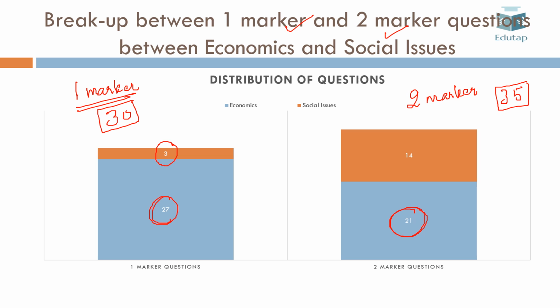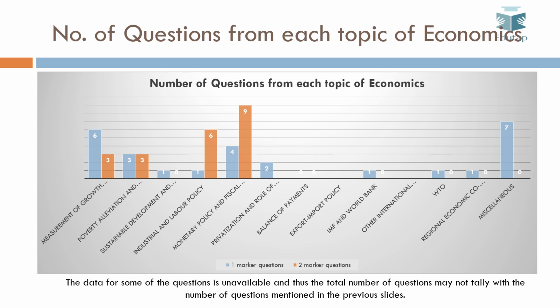Again, a majority of questions came from economics, and 14 questions were asked from social issues, right friends? So this is a split-up between the economics and social issues topics, right?